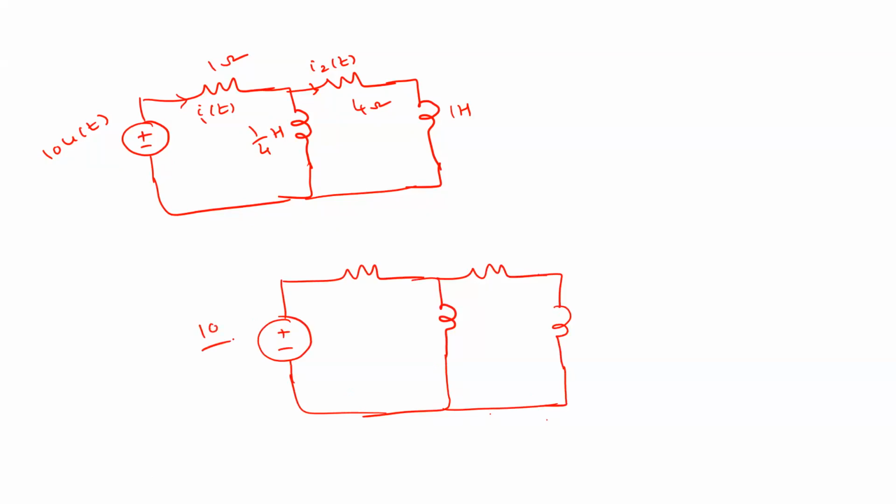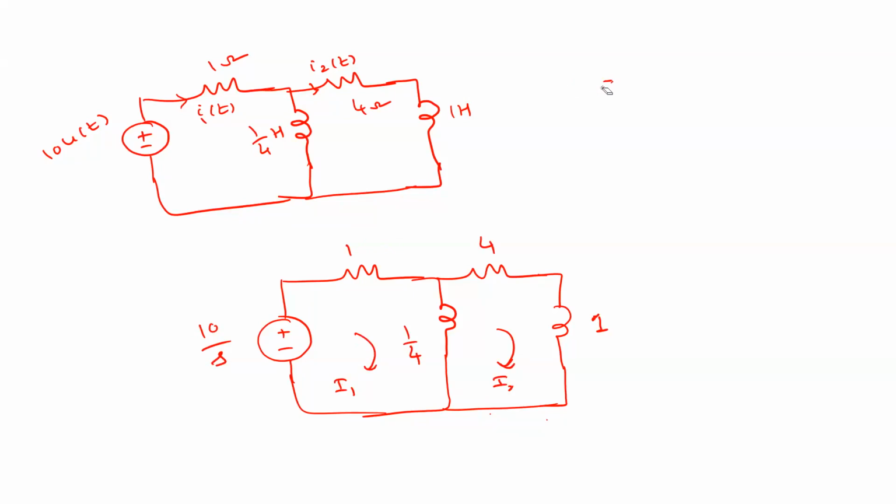So what is the value here? 10 by S. This is 1 ohm. So it is 1 by 4, and this is 1 by 4, and this is 4. And this value is 1. So this current is I1 and this current is I2. So find the value of I1 and I2.